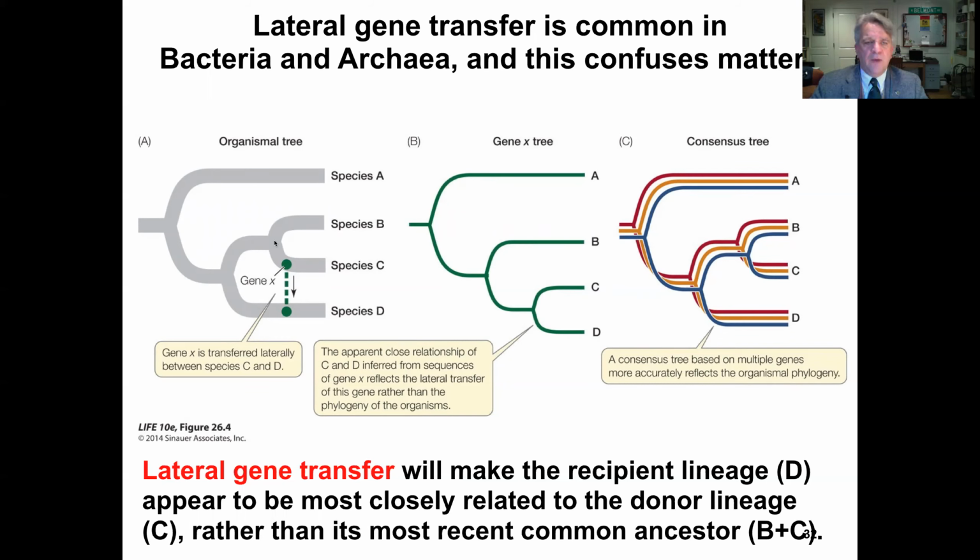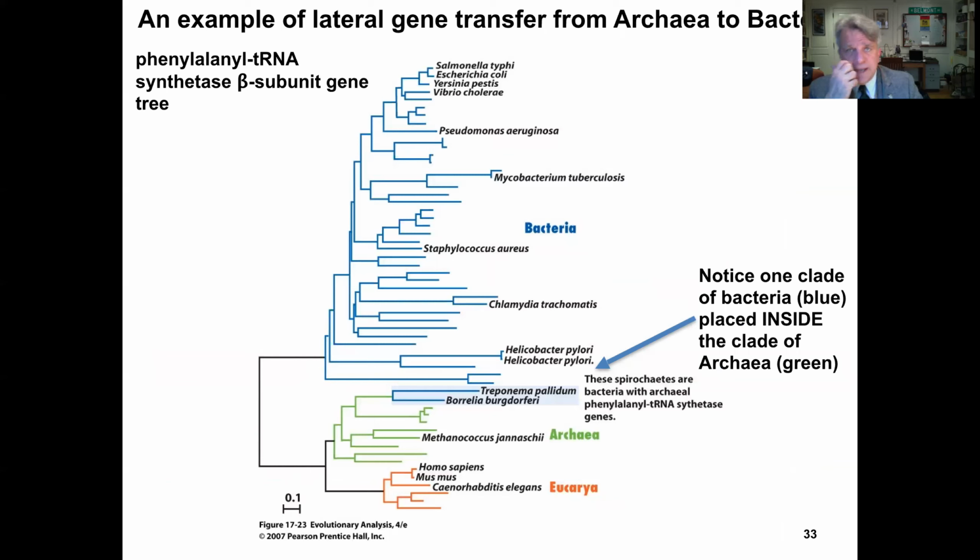And one way around this is to think about phylogenies where you're looking at multiple genes and seeing what the consensus among the multiple genes is, relative to the individual gene tree that's giving you a tree that disagrees with the consensus phylogeny. Now here's a great example of lateral gene transfer from archaea to bacteria.